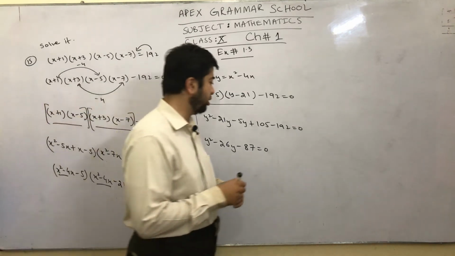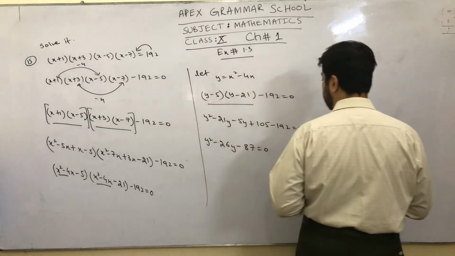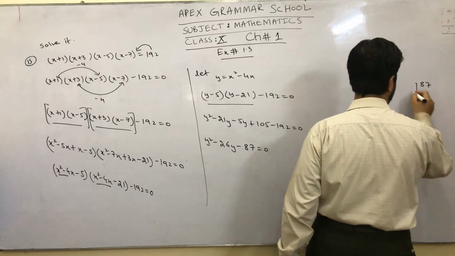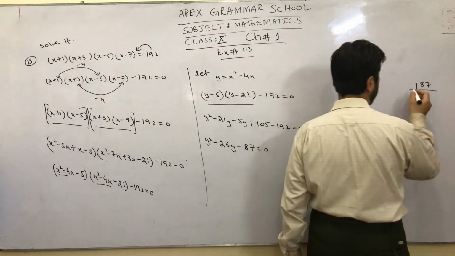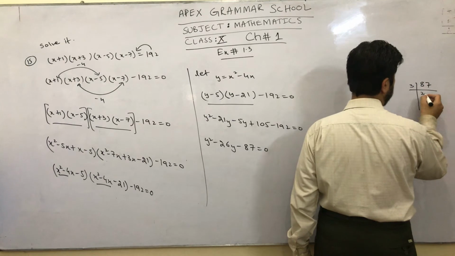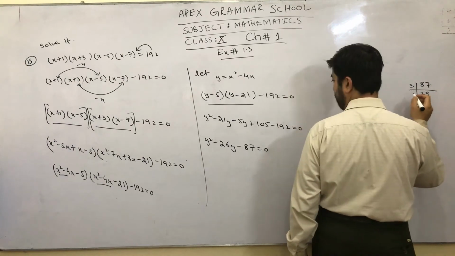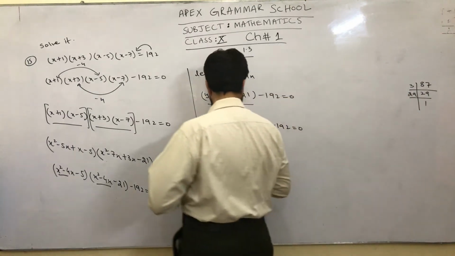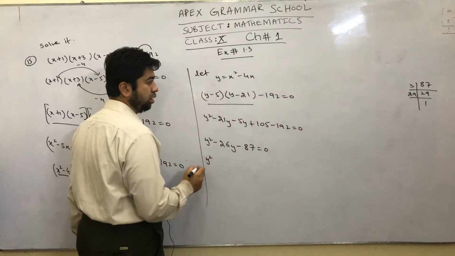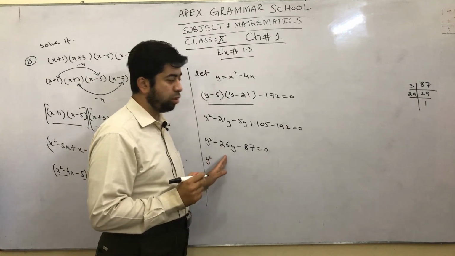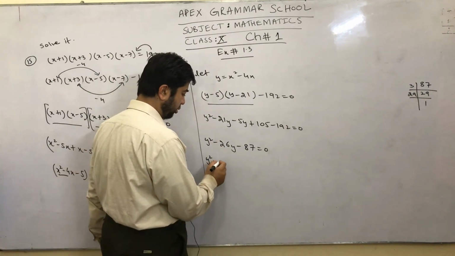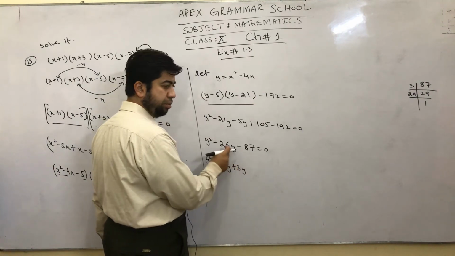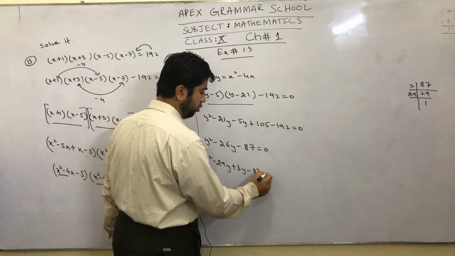If you have the choice, 1 into minus 87, that is 87, and now you have to factorize it. 3 2s are 6, 3 9s are 27, and 29 1s are 29. Okay. Now y square, you can write it as minus 29y plus 3y. Minus 29 plus 3 means that minus 26, minus 87 is equal to 0.